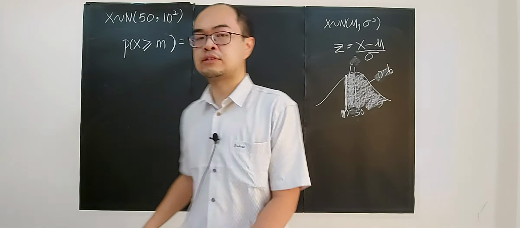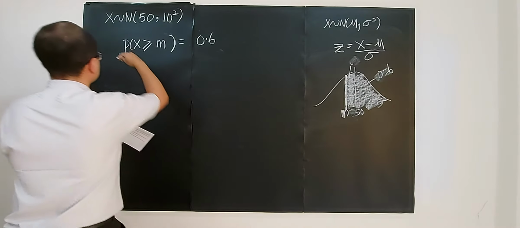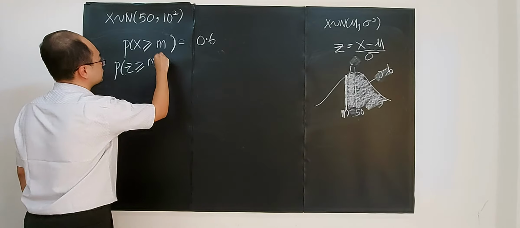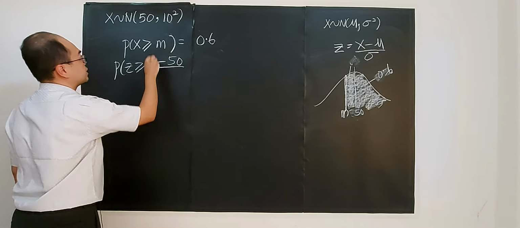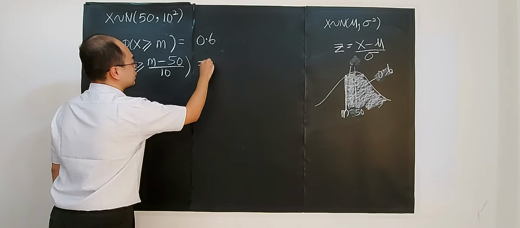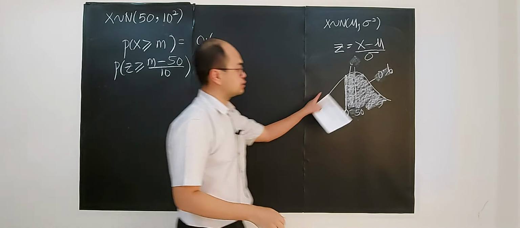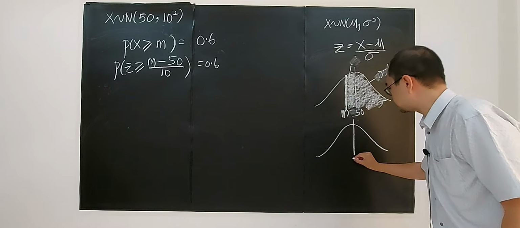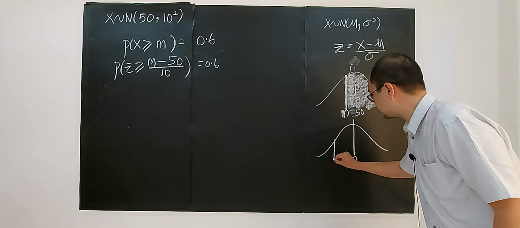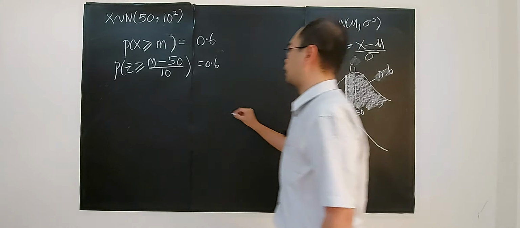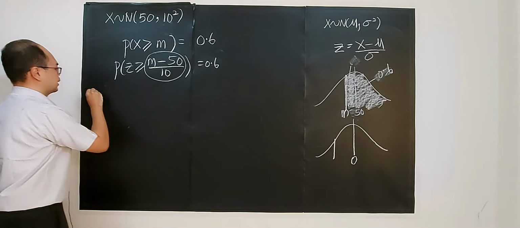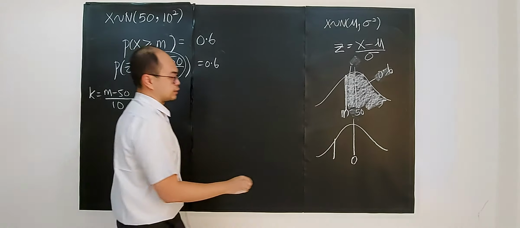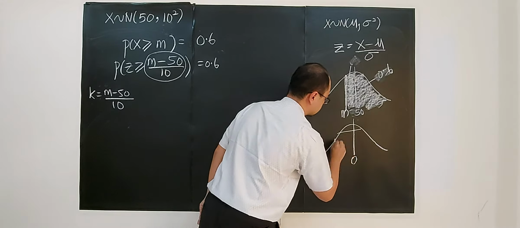So what you should do is standardize the distribution. Standardizing means you change this to Z. Z less than M minus the mean, divided by the standard deviation 10, is 0.6. After you standardize this, the mean becomes 0, right? Then definitely your value here will be your K. I let this be K. K equals M minus 50 over 10. So this is the value of K, which is 0.6.